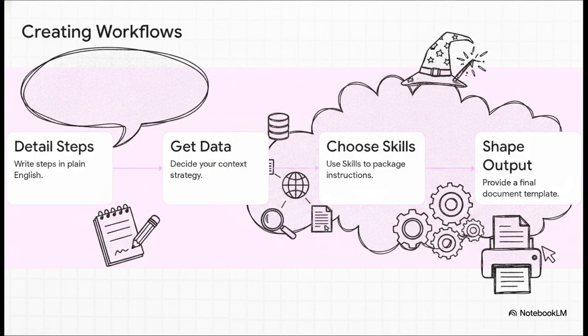When you are officially ready to build, here's the absolute best part. You don't write a single line of code. Step 1, you simply detail the workflow steps in plain human language. You literally just write out, Step 1, do this, Step 2, do that. Step 2, you decide on your context strategy, meaning how is the AI going to get the data it needs. Step 3, you choose skills as your workflow primitive, which just means you're saving these instructions as a reusable tool. And Step 4, you shape the final output by giving the AI a template or some best practices so it knows exactly what the finished product should look like.